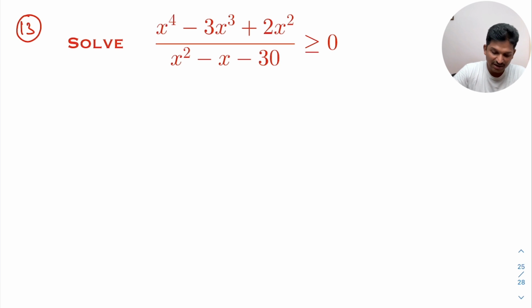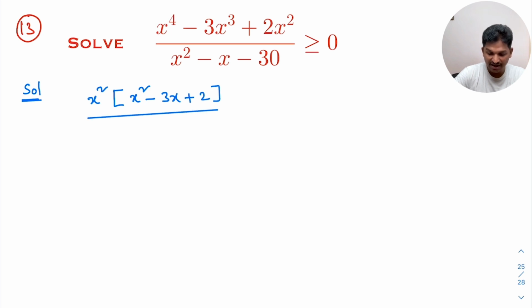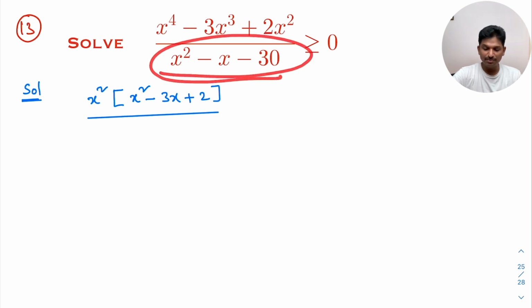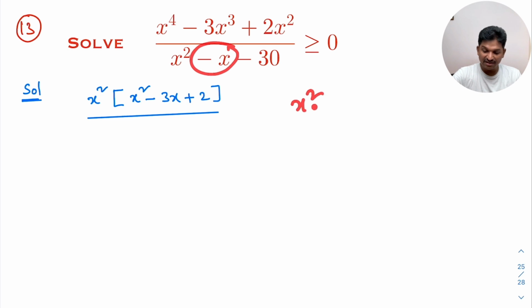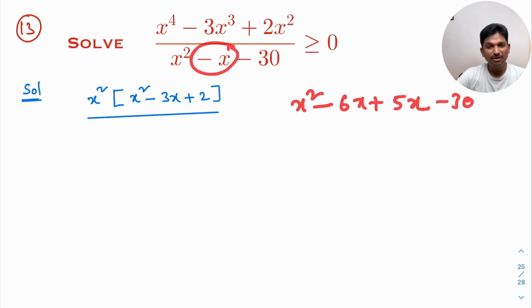Now what I'll do here, first I'll simplify this. In the numerator, you can observe that in every term x square is there. I can take x square common. Then what will you get? x square minus 3x plus 2 in the numerator, divided by the denominator. In the denominator, I will split the middle term. You know how to split the middle term. Here minus x is there. That minus x can be written as minus 6x plus 5x. Yes, minus 6x plus 5x is minus x, minus 30. Yes, it satisfies.